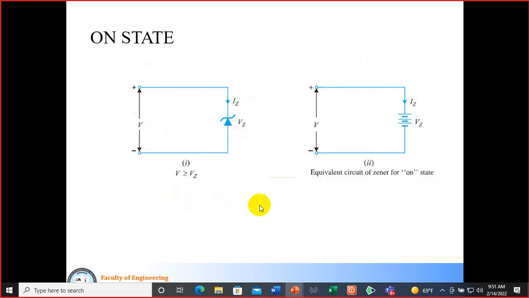Look at over here. So at that point, when the zener diode is on, we can replace this zener diode with the equivalent voltage VZ. So this is the equivalent circuit of the zener for the on state, and in that situation, V is greater than or equal to VZ. So this is the on state.